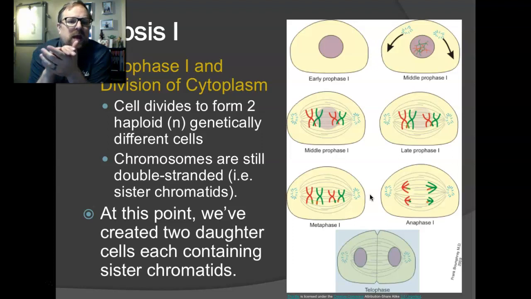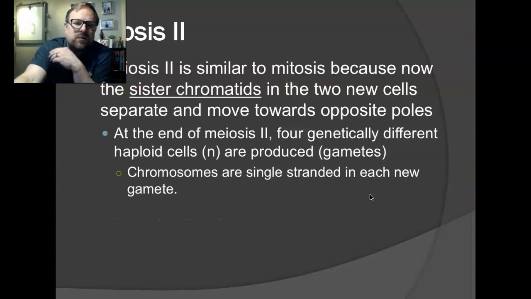So the end of meiosis 1 is what we call our reductional division. We have reduced from a diploid cell down to a haploid cell, but we still have duplicated DNA. Those sister chromatids still need to be wrestled apart from each other. And so we end up moving on to meiosis 2.